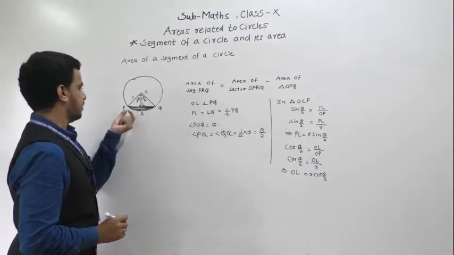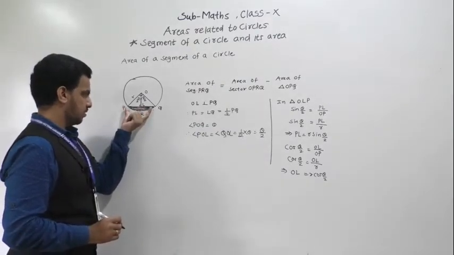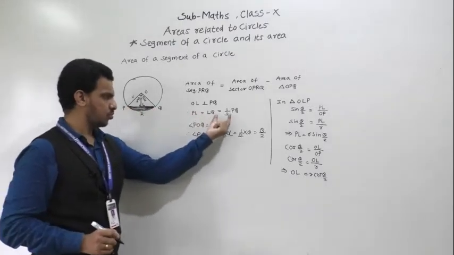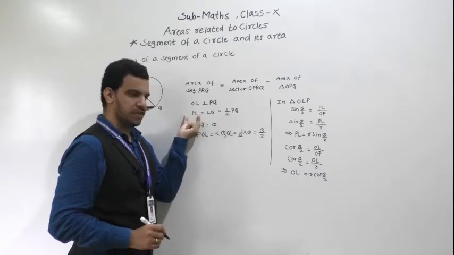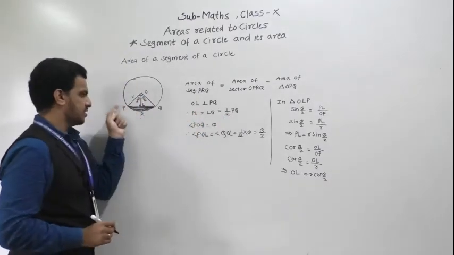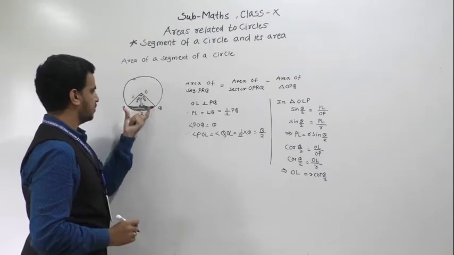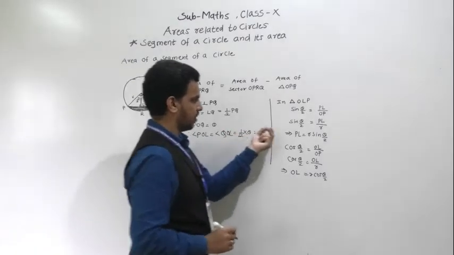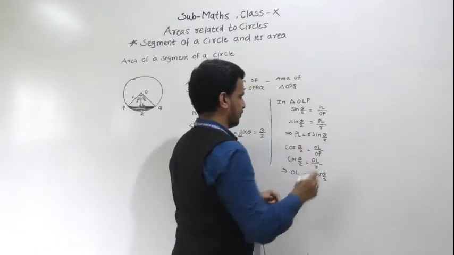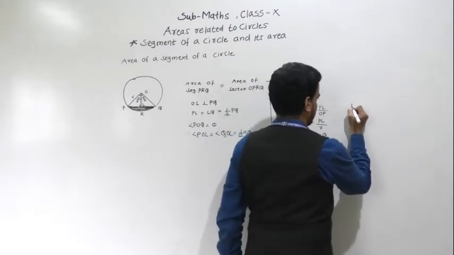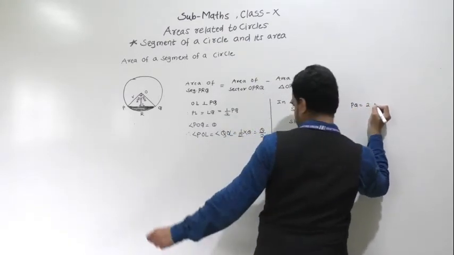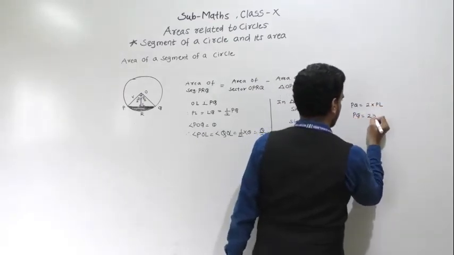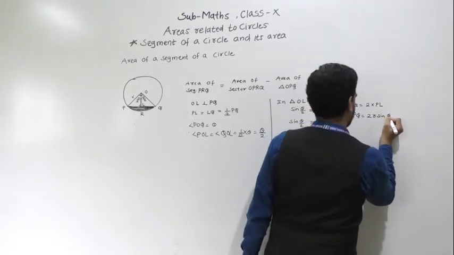Then we have base PQ. How will we get base PQ? PQ is 2 times PL, we can write. Or we can say that PL is half of PQ. So by using this we have the value of PL, that is R sine theta by 2. So the value of PQ is equal to 2 into PL. So PQ is equal to 2 into R sine theta by 2.